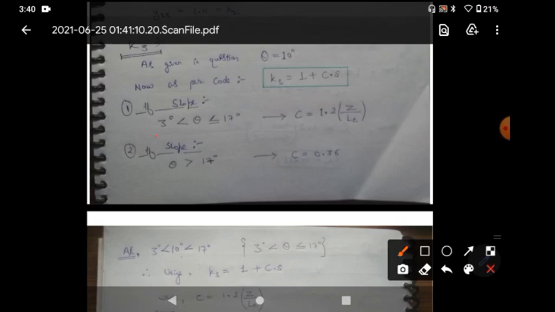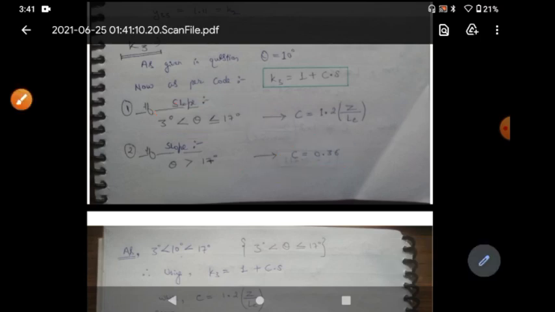If the value of theta is greater than 3 degree but less than or equal to 17 degree, we can use this formula, that is C is equal to 1.2 multiplied by Z upon LE. We can directly use this formula. But if the value of theta is greater than 17 degree, the value of C would be directly 0.36.